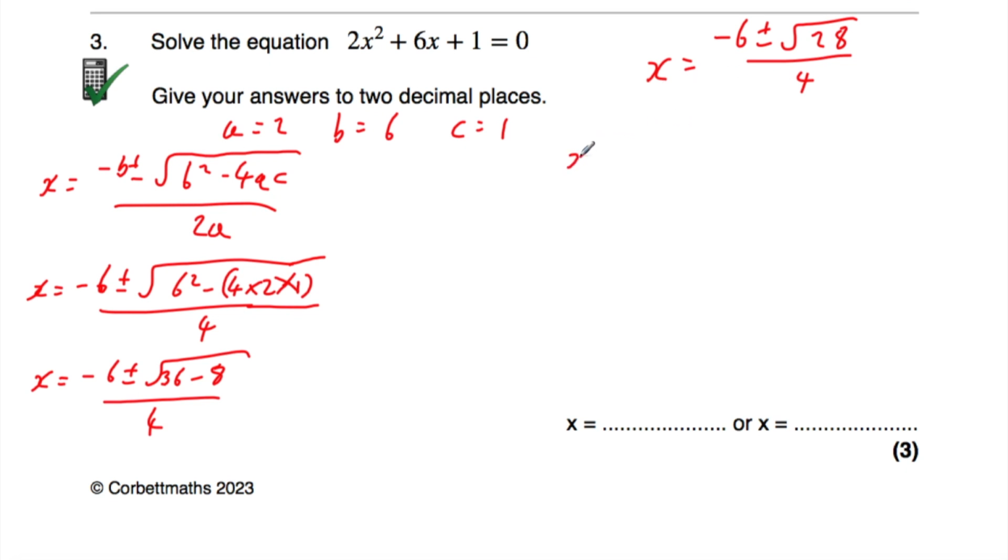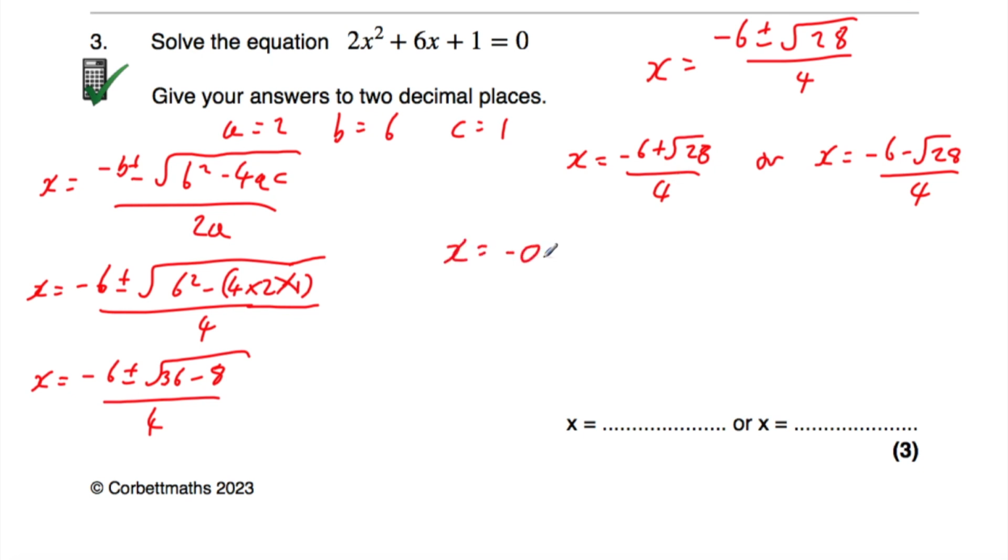That means that either x is equal to negative 6 plus the square root of 28 divided by 4, or another solution would be x is equal to negative 6 minus the square root of 28 divided by 4. So there are two solutions, this solution and this solution. So x equal to that or that. So now we just need to work this out. So it's a calculator question, so let's just type it into our calculator.